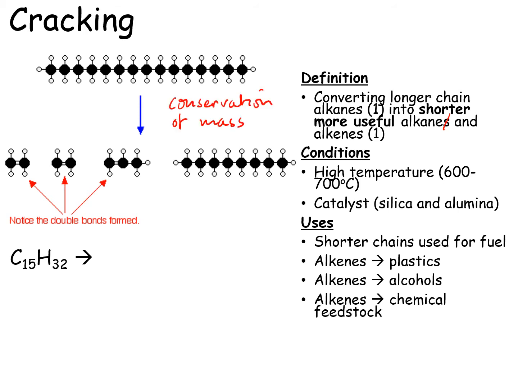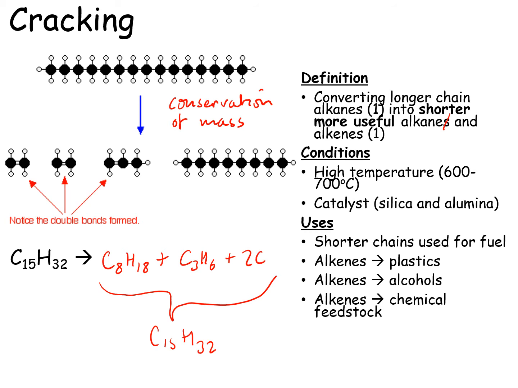and we call that chemical feedstock. It's worth noting that this is a chemical reaction, so it follows the law of the conservation of mass. So if you have 15 carbon atoms at the start, and 32 hydrogens, you're going to have the same number at the end as well, meaning no atoms are lost or gained. So if you count how many carbons there are in that alkane, there's 8, therefore we're going to have 18 hydrogens in this alkane, and then you have a few alkenes. So you have an alkene with 3 carbons, and then you have 2 of the same alkenes with 2 carbons, which is C2H4.